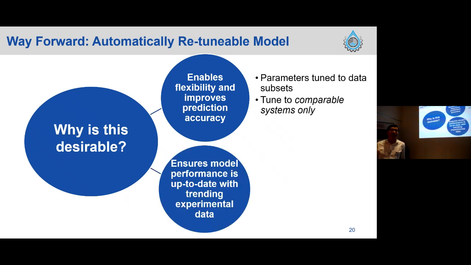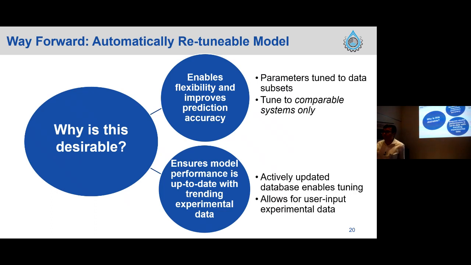Secondly, it also ensures that the model performance is up to date with trending experimental data. If you're aware of new literature data that hasn't been included in ThermoFAST 2 or part of the tuning process, then you could enter that data, update the parameters, and see how the model performance improves for various other systems. And of course, if you have your own fluid data, hydrate equilibrium data that you'd like to get included or measured at EWA, then we can take those measurements and also include them in our model to improve the performance. That's the general way forward from here: how to improve the hydrate equilibrium model we have.